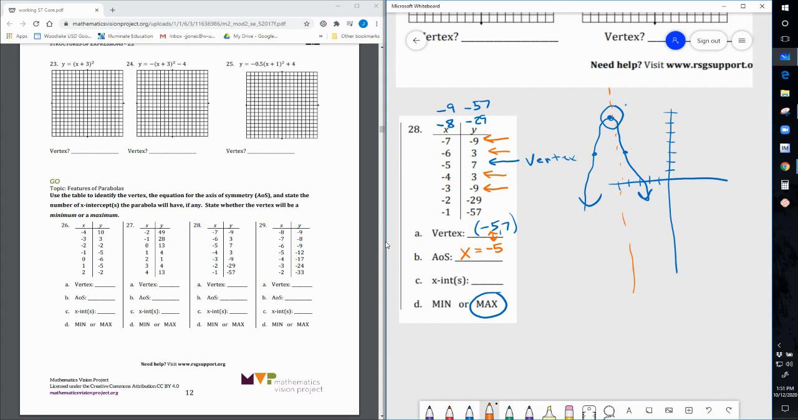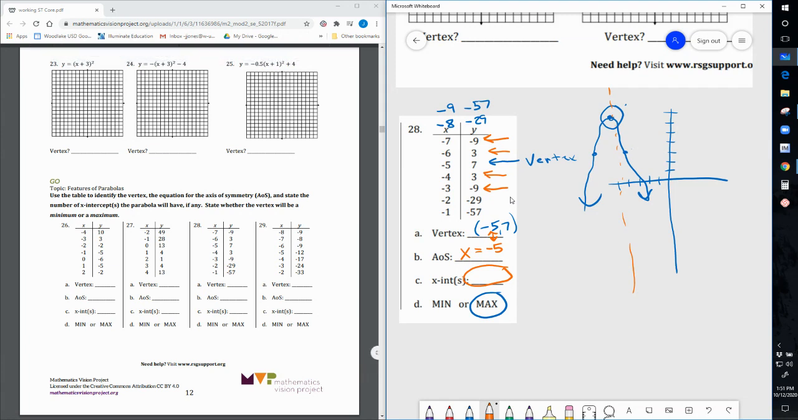Okay? And last but not least, you're looking for x-intercepts. Where does your graph cross the x-axis? Whenever you're looking for x-intercepts, you're looking for a y value of 0. Okay, you're looking for a y value of 0. In this case, I don't see any x-intercepts. I don't see any y values of 0 in the table, but guess what? There are going to be some x-intercepts.